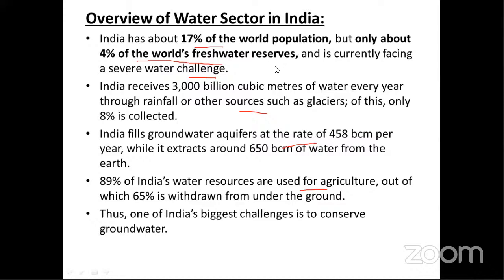Geospatial technology is not a single technology. It contains two or three, like artificial intelligence. We also say digital twin is included. Digital twin is like creating a digital version so that we can understand the actual world. One of India's biggest challenges is to conserve groundwater. What is the main challenge in India? Groundwater conservation is the main challenge.